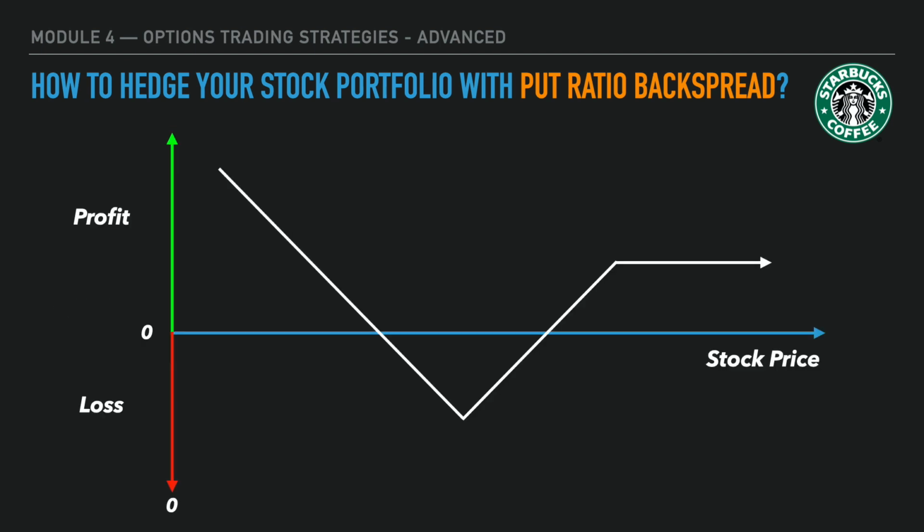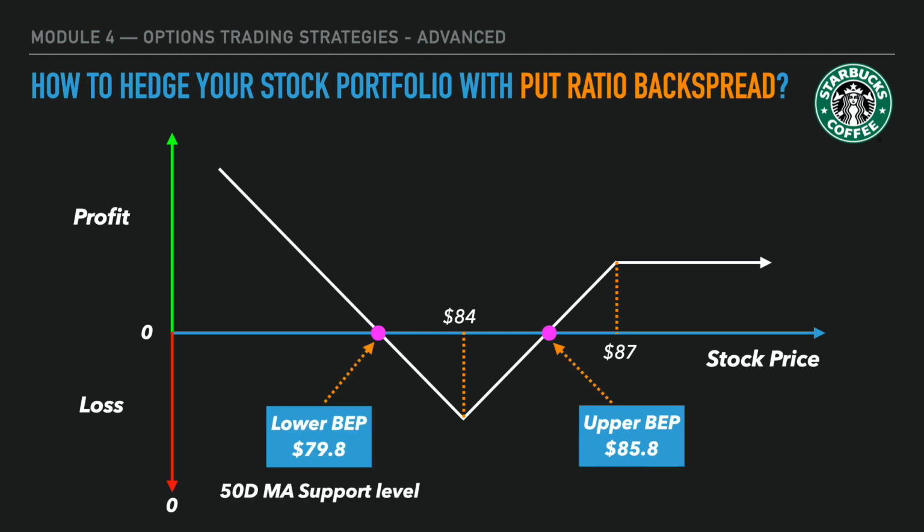Alright, now let's take a look at the risk graph for this put ratio backspread trade. First, we have a lower strike at 84 and a higher strike at 87. Then we have the upper break-even price at $85.8 and the lower break-even price at $79.8. So for this trade, if the stock price breaks the market support level and then moves below the 50-day moving average, which is your lower break-even price, then your trade will be in profits.